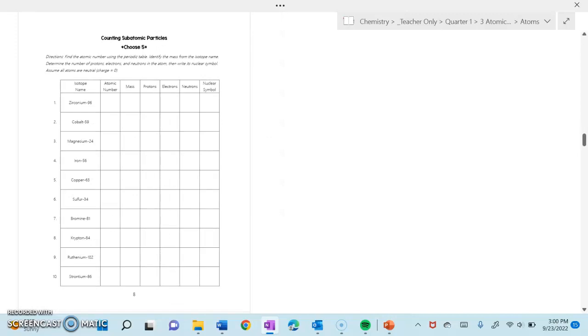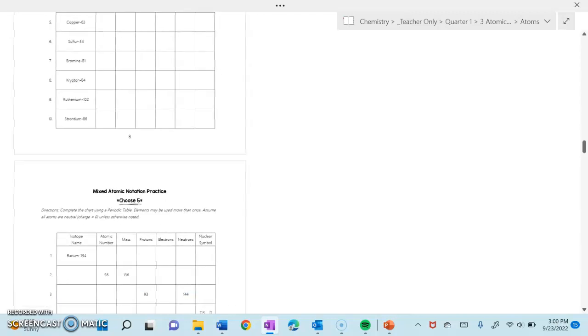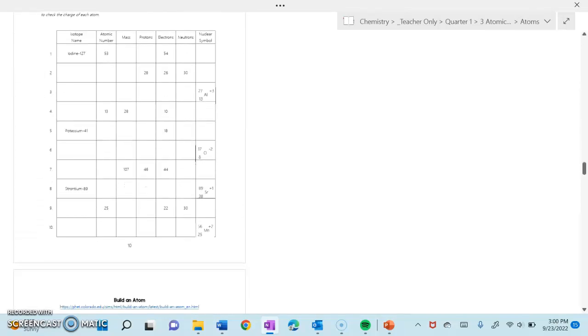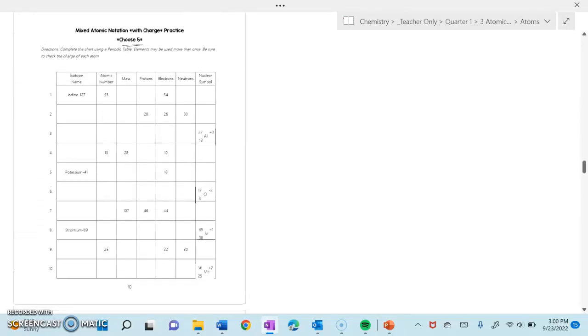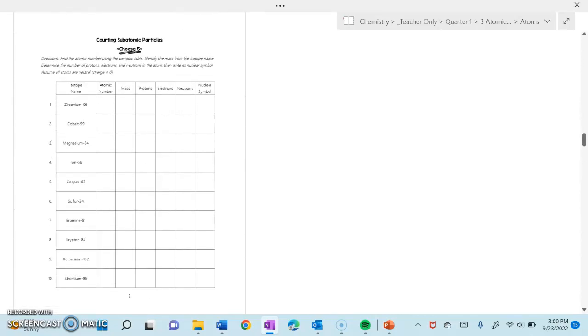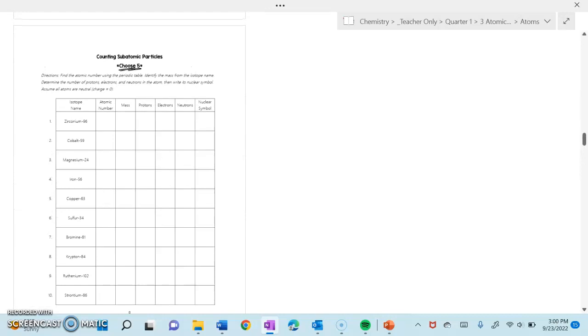The next application of isotope name and nuclear symbol is to count how many of each subatomic particle is in the atom in chart form like this. So notice it says choose 5. Choose 5 rows from the next 3 pages. So choose 5 here, choose 5 here, and choose 5 here. It gets progressively more difficult as you go through these. So start with page 8, and then once you do those 5 rows, move on. So we have isotope names. Let's do one of these together. So have a periodic table handy, and then we will start.